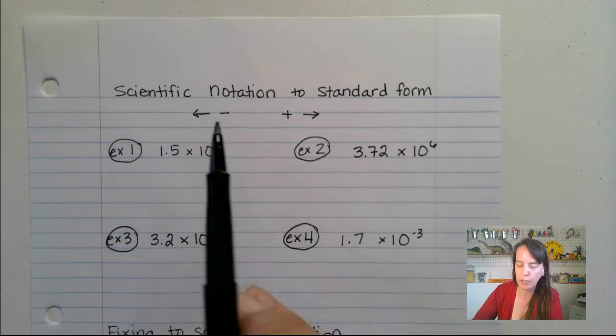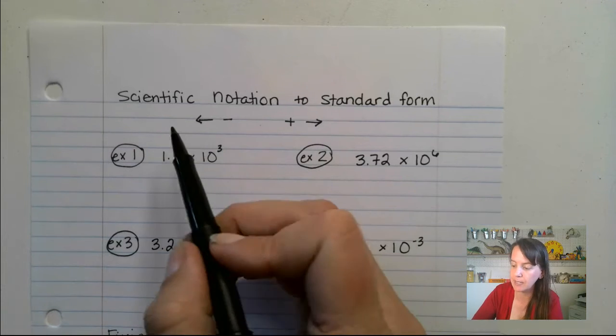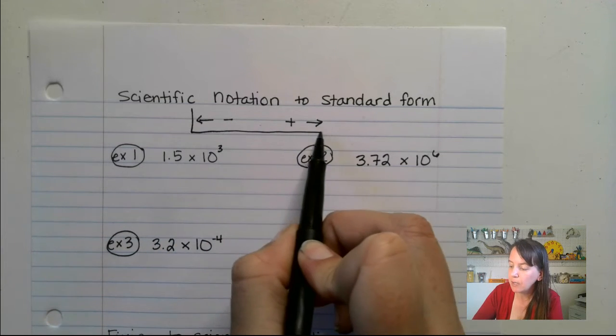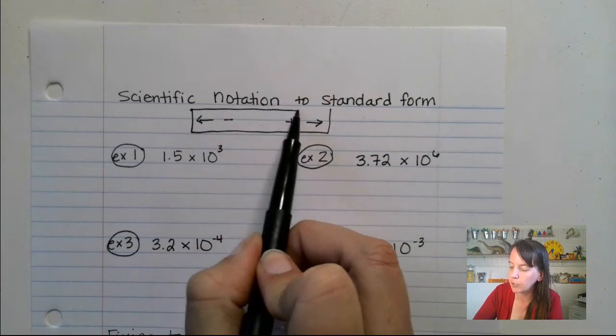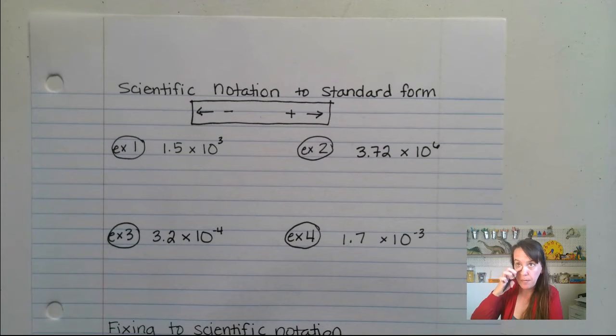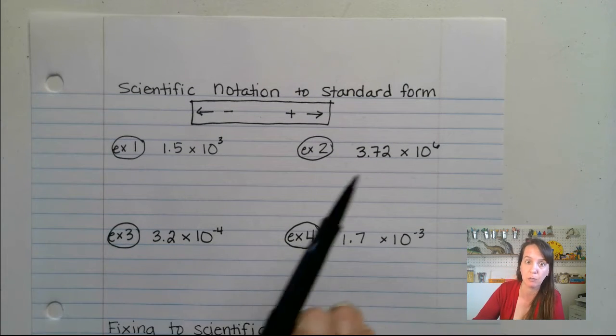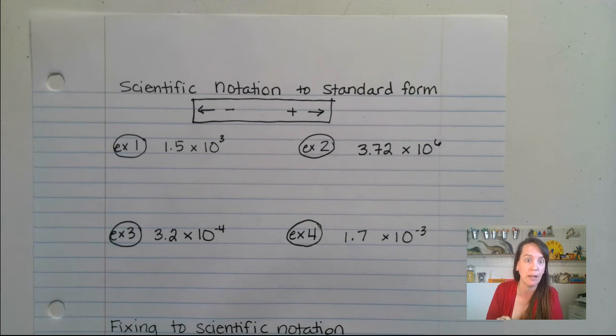I've made a little chart here. Make sure to grab your notebooks and write these down. I think it will be helpful when you're converting these. If you're going to be making it positive, you need to go to the right. If you're going to be making it negative, you need to go to the left.